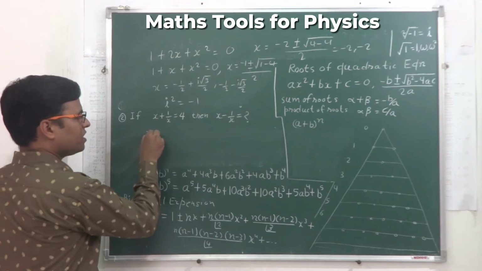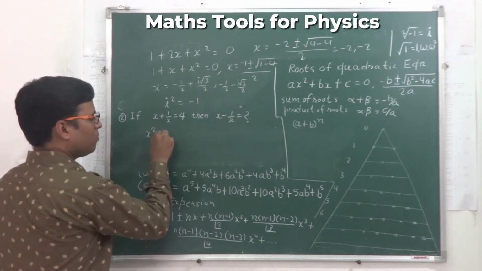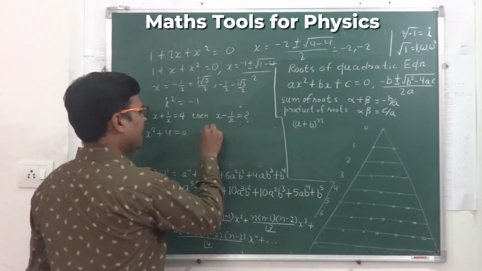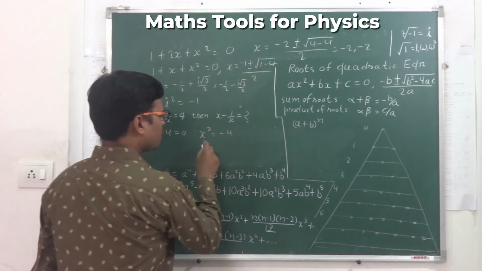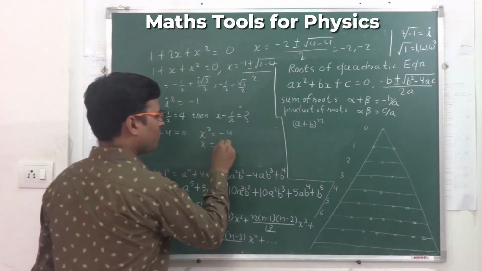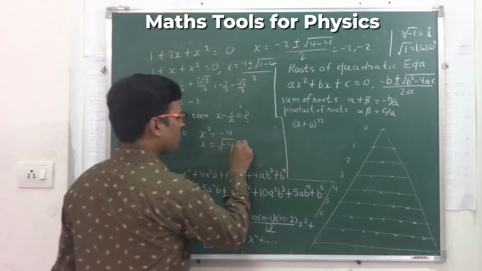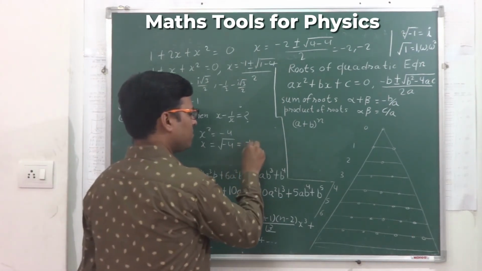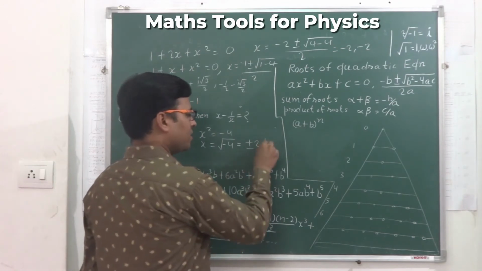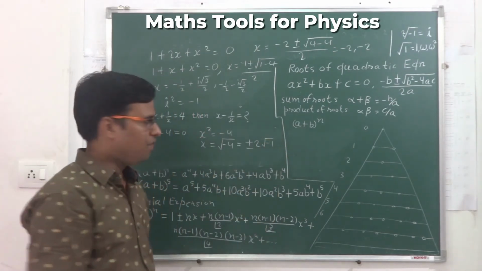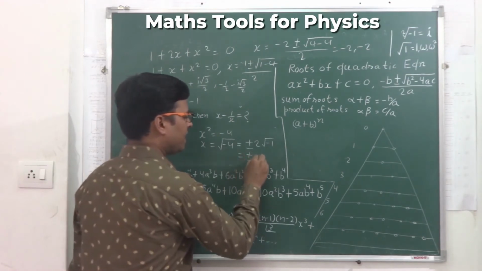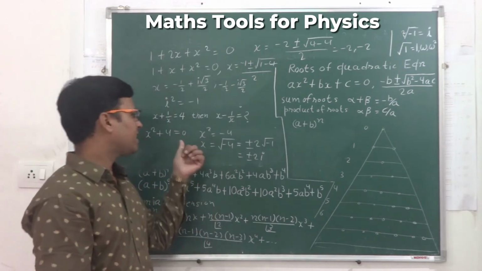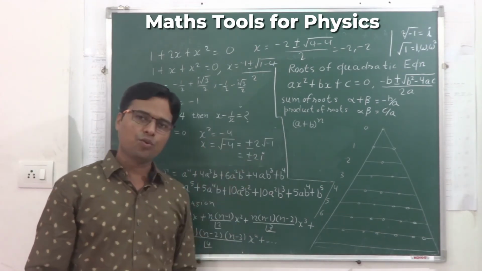If we have another equation like x square plus 4 is equal to 0, then what will we do? x square is equal to minus 4, so x will be equal to square root of minus 4. But square root of 4 is equal to plus minus 2, and square root of minus 1 will be equal to iota. So we can write here 2 iota with plus minus sign. This equation will have 2 roots.